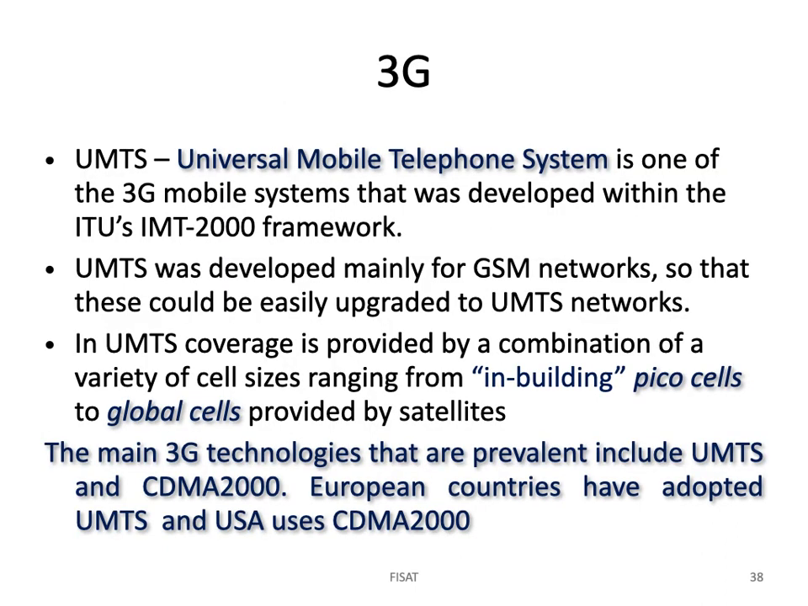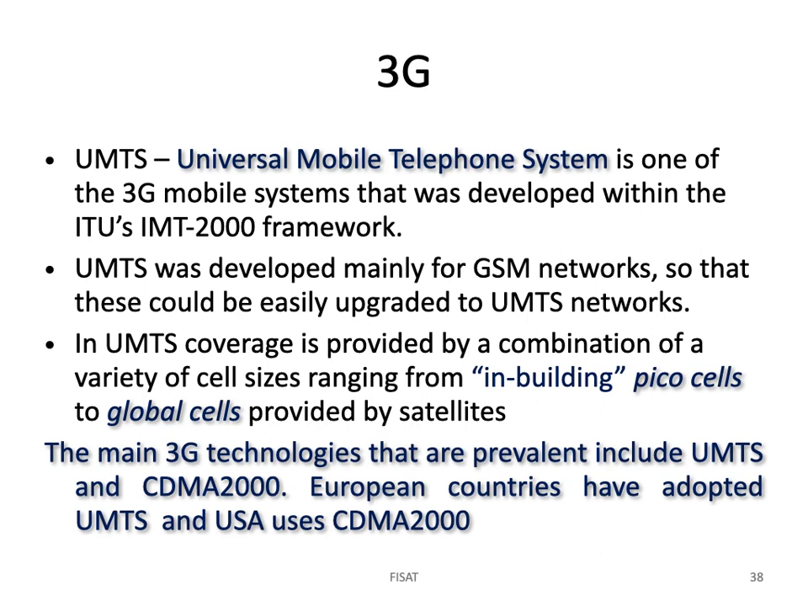The technology introduced in third generation is UMTS, Universal Mobile Telephone System. It is one of the 3G mobile systems that was developed within the ITU's IMT-2000 framework. UMTS was developed mainly for GSM networks so that they could be easily upgraded to a UMTS network.